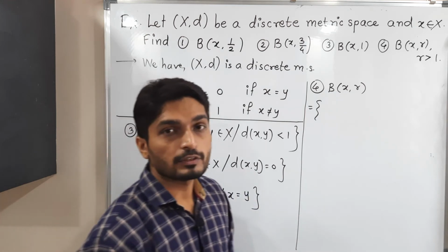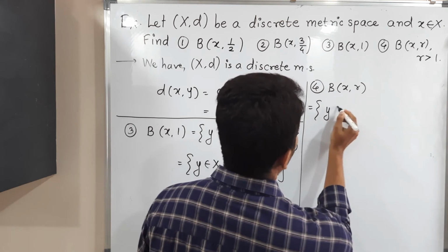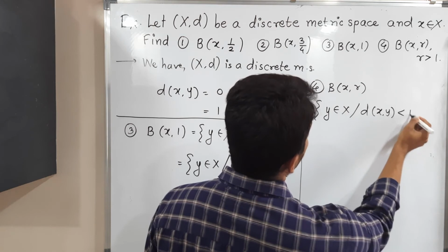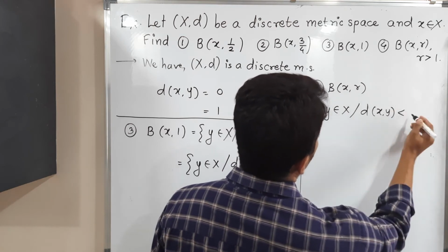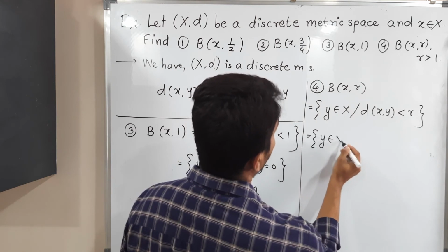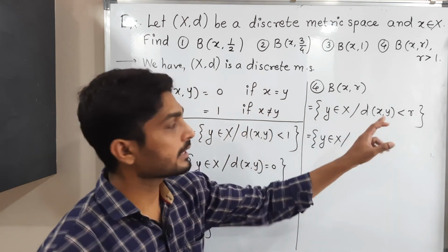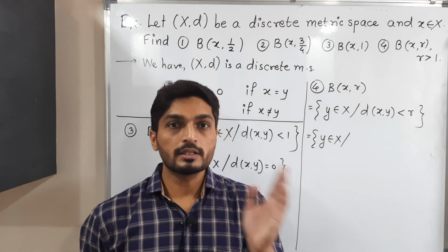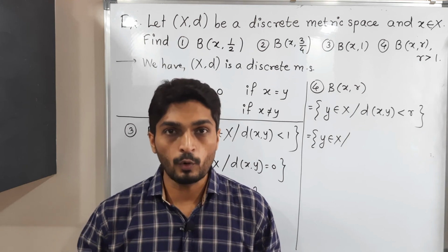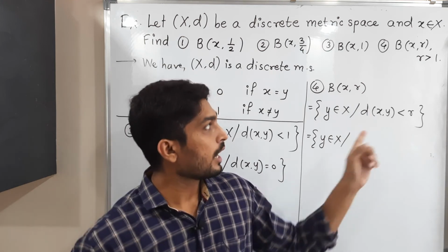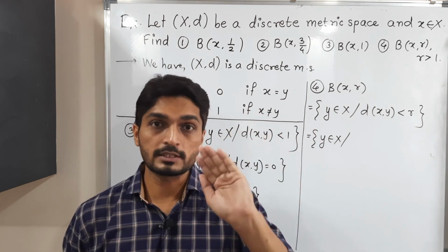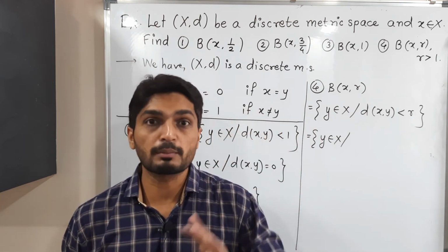So let us apply the definition. What can I write here? y belongs to x such that distance between x and y is less than, sorry, not 1, less than r, since they have mentioned r. So I will simply copy it. Distance between x and y is less than r. In the discrete metric, how many possibilities are there? Only two possibilities, either distance 0 or distance 1. So r is greater than 1. Suppose consider r is 5, that means distance can be 0, can be 1, since both of them are less than 5.